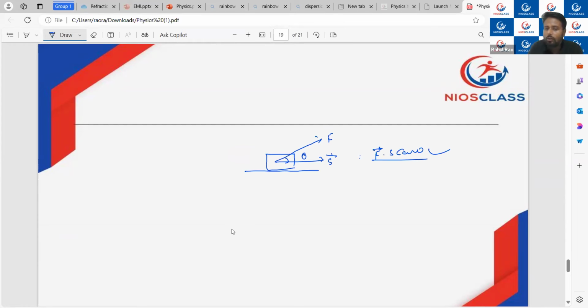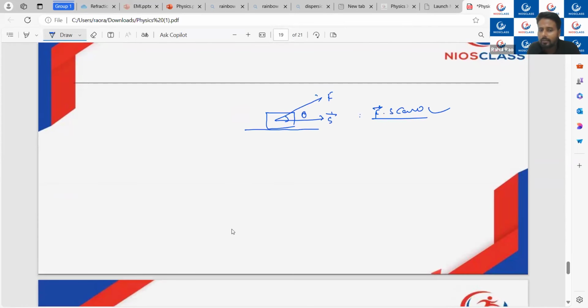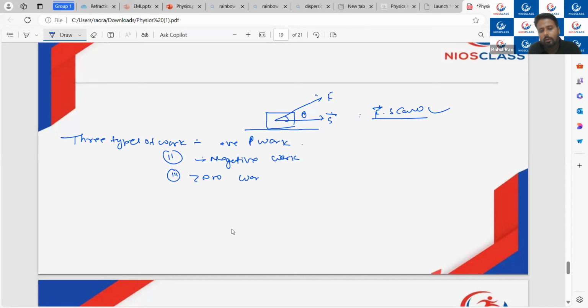In some situations, suppose there is friction, so there are three types of the work. How many types of the work? Three types of work. First is said to be positive work. Second is negative work. And third is the zero work. Okay. What is a positive work?